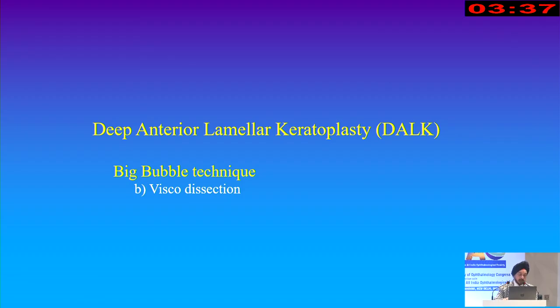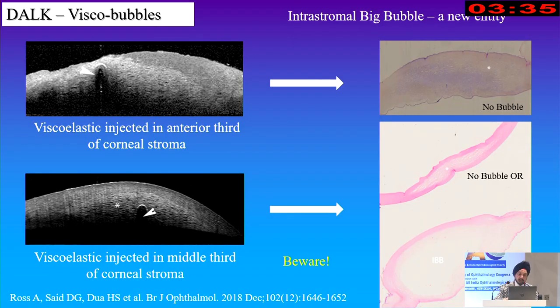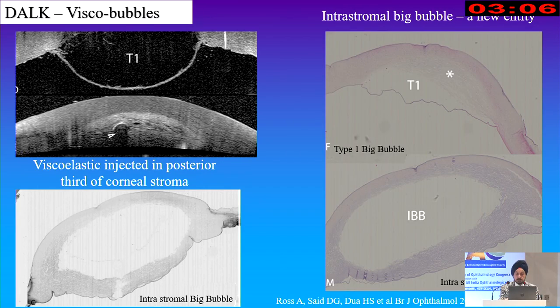What about viscodissection? When you do viscodissection, just 2 slides to tell you, the depth of the needle or the cannula is very important. If you are in the anterior stroma, you get a diffuse spread without a bubble forming. If you are in mid-stroma, you can get either a diffuse spread or an intrastromal big bubble. It just rips apart the stroma and you get what looks exactly like a type 1 bubble, but you've got a variable amount of stroma at the bottom. And you have to be wary of that, and only OCT will tell you, as you see over here.